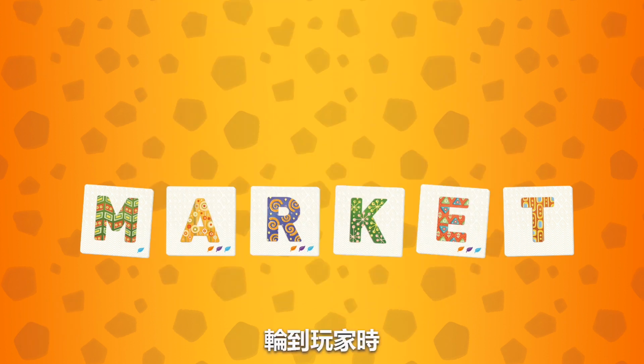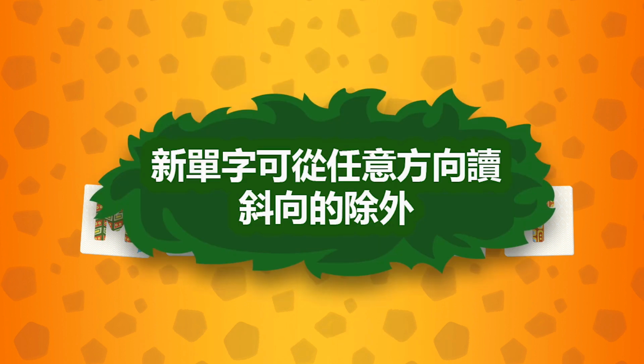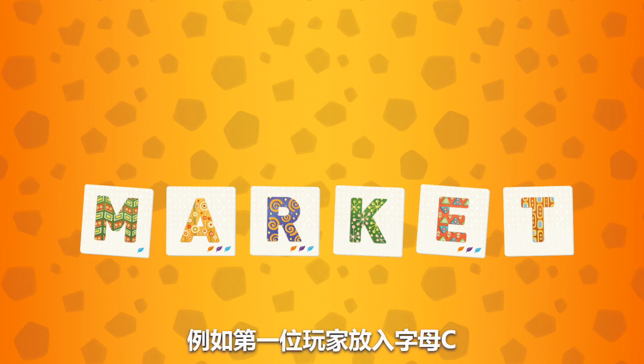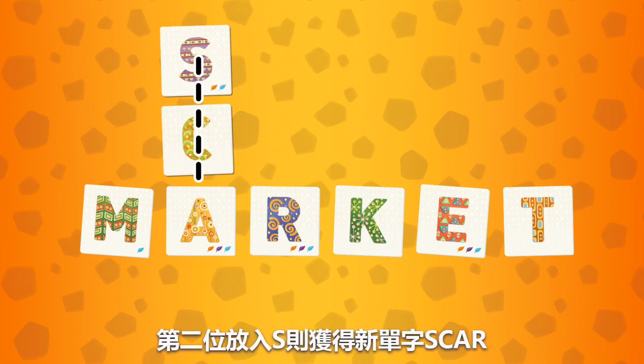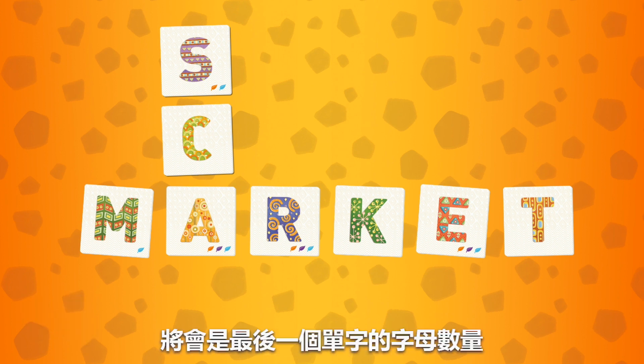The players take turns going clockwise. In their turn, the player can add to the word one letter so that a new word, a common noun in its singular form, is formed. The new word can be read in any direction except diagonally. For example, the first player adds letter C to make the word car. The second player adds S to get scar. The number of letters in the final word is the number of points that the player collects in his turn.